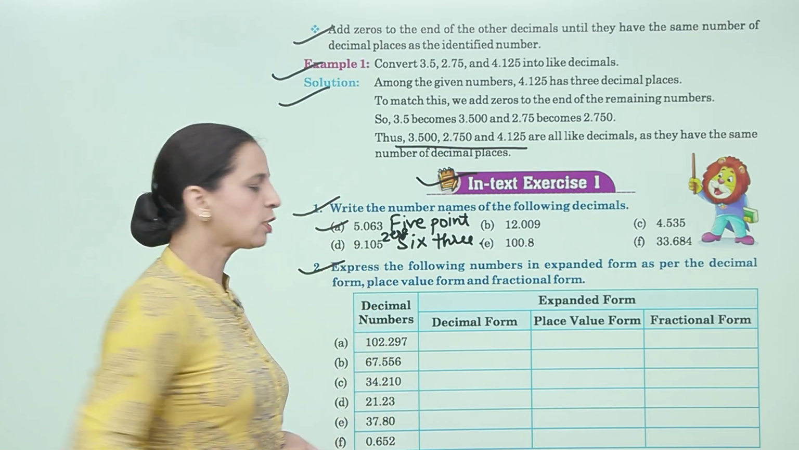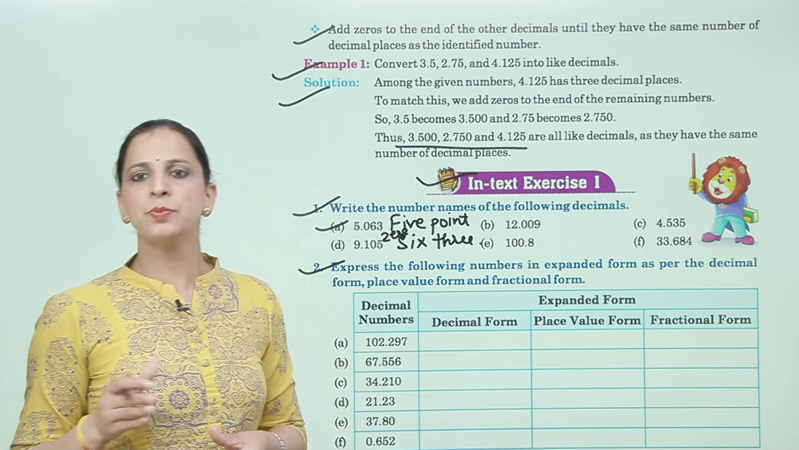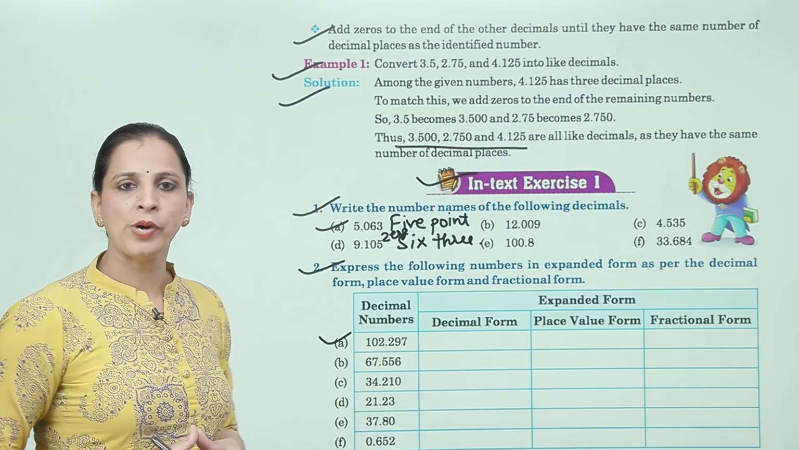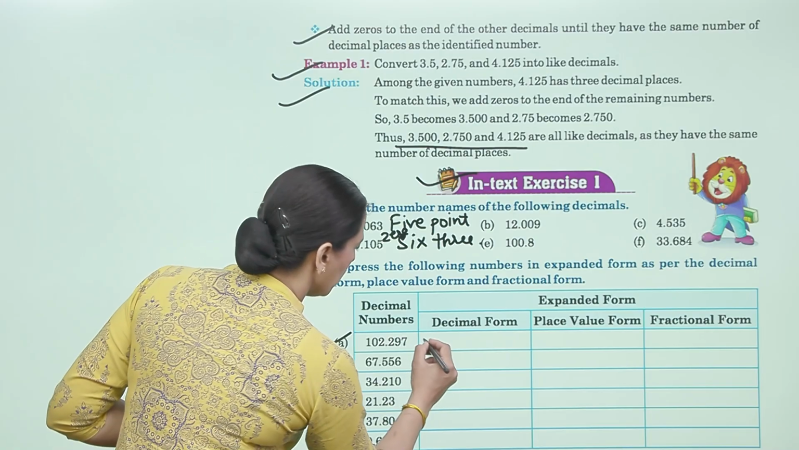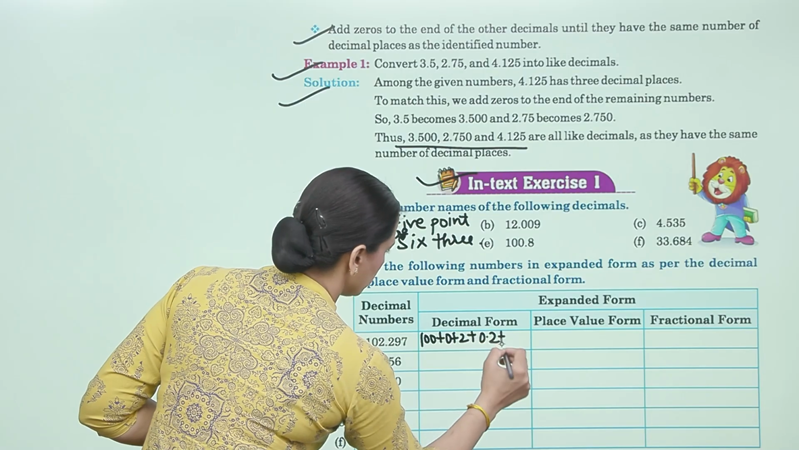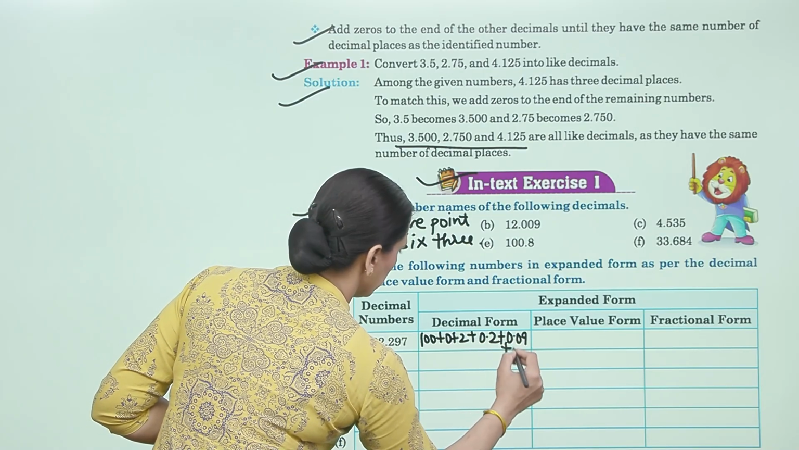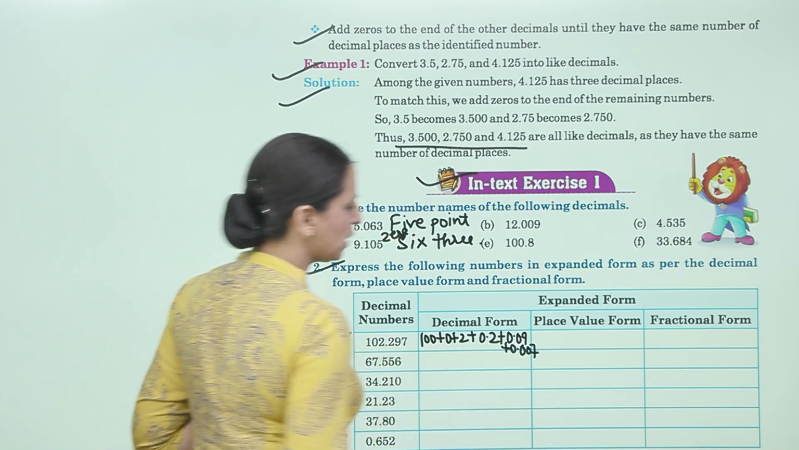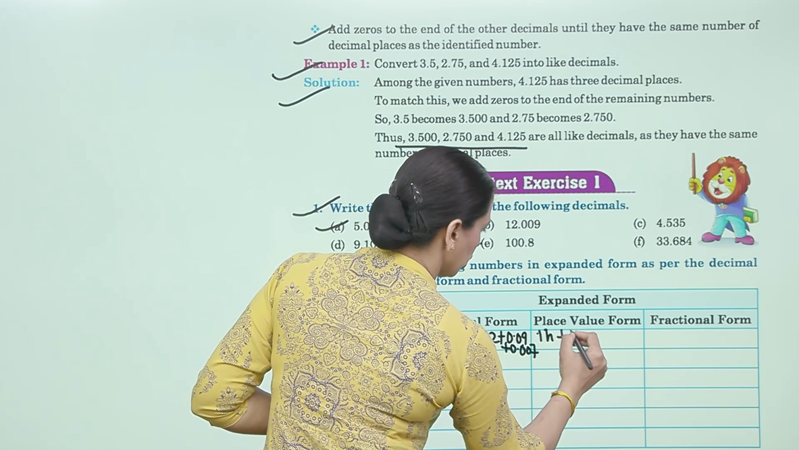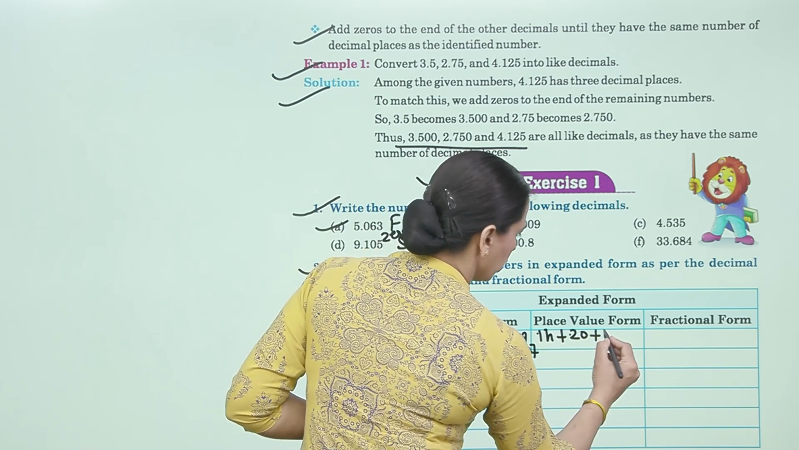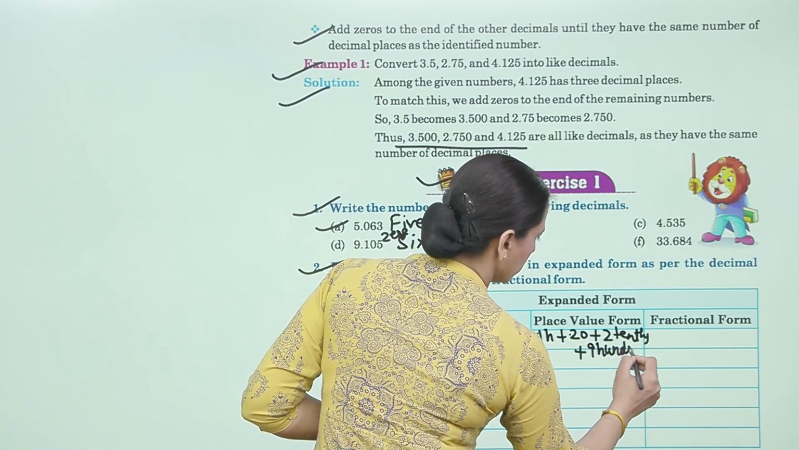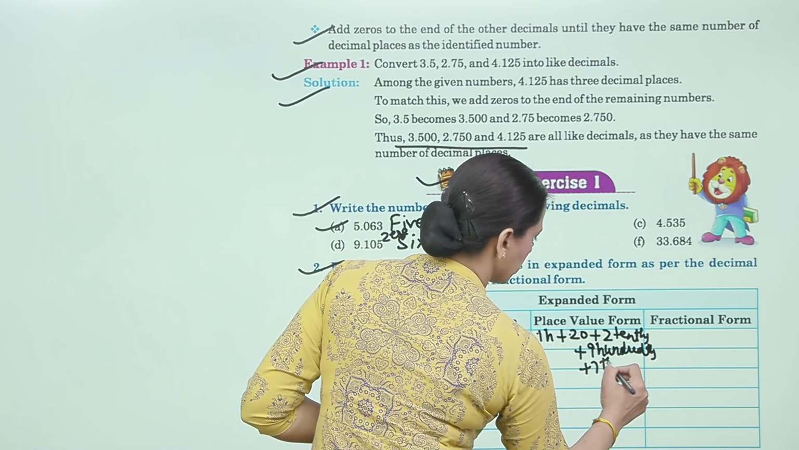Now next, question number 2: express the following numbers in expanded form as per the decimal form, place value form and fractional form. Now A part, 102.297. So in decimal form it is 100 plus 0 plus 2 plus 0.2 plus 0.09 plus 0.007, and in place value form it is 1 hundred plus 2 ones plus 2 tenths plus 9 hundredths plus 7 thousandths.